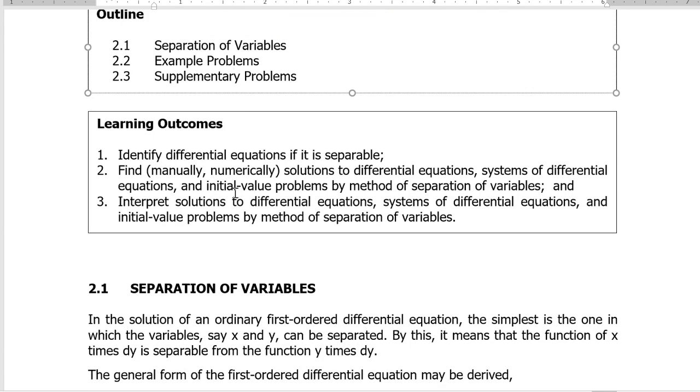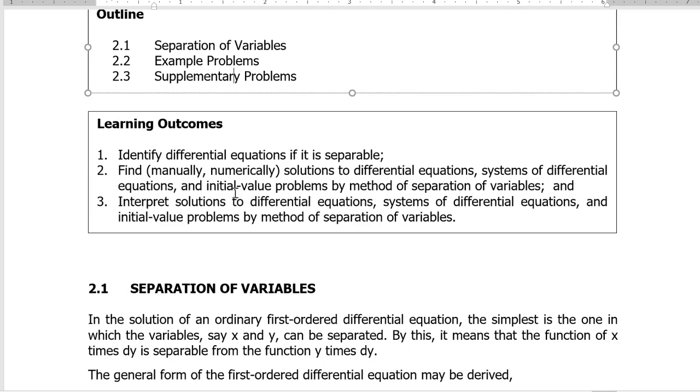After this topic, the student can identify a differential equation if it is separable. Because if it is not separable, maybe it belongs to the next topic. But if it is separable, it belongs here. And then find manually or numerically the solution to a differential equation, system of differential equations, and initial value problems by the method of separation of variables.